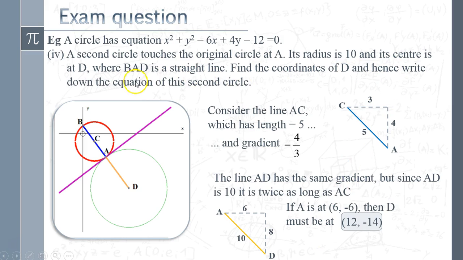It then says hence write down the equation of the circle. If it's saying hence write down, what that basically means is we've got enough information to be able to do it. We don't need to do any more working out. We can just go straight into our equation of the circle. We've got the centre, which is 12, minus 14, which we just worked out, and we're told in the question it's got a radius of 10. So therefore the equation for our new circle is x minus 12 all squared plus y plus 14 all squared equals 100. Again, watching out for that being a plus because it's minus 14. And there we go.